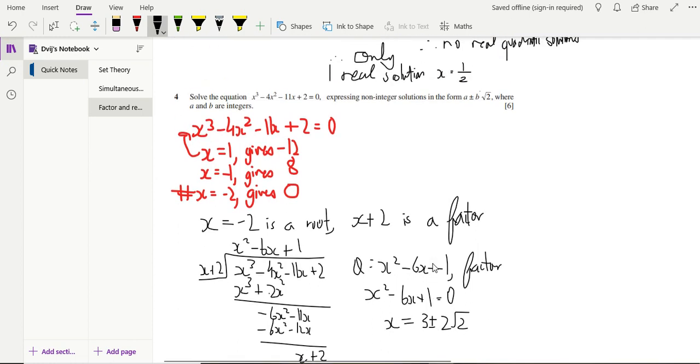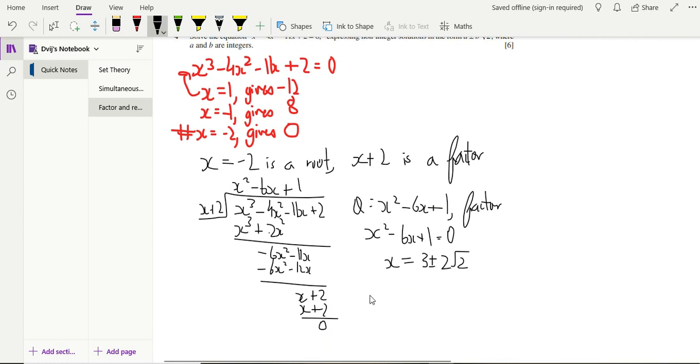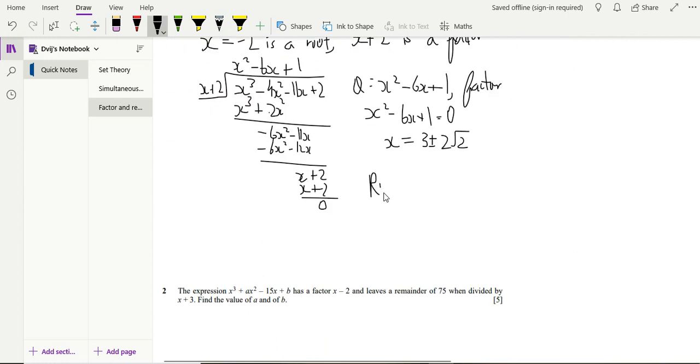So let's just go ahead and conclude and say the roots are 3 plus or minus 2 root 2, and x is 3 plus or minus 2 root 2, or x is equal to negative 2. And we're done. 6 marks.